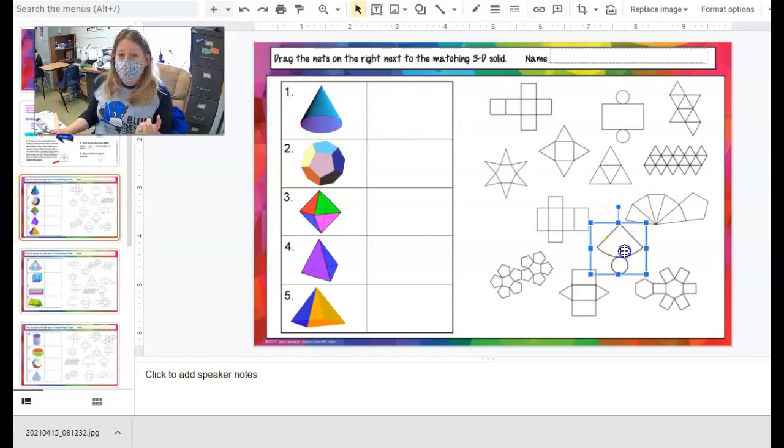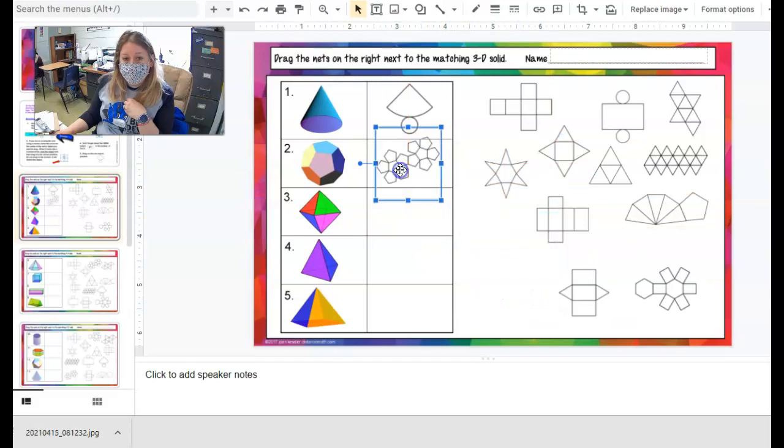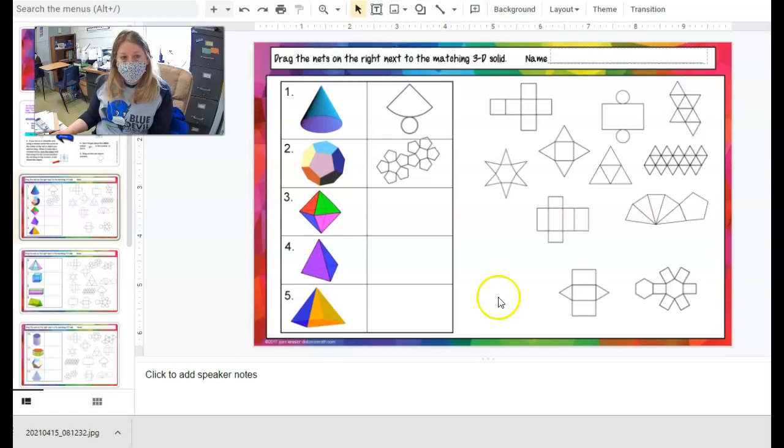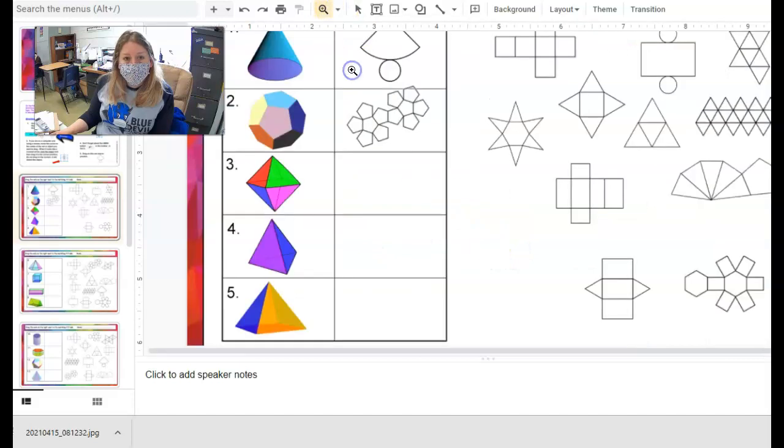For example, the cone is an obvious one. And we'll just drag that over. This one that kind of looks like a soccer ball, you can tell that each of these shapes are pentagons. So you just need to find the net that's only created by pentagons. So it is this one. That was too far.